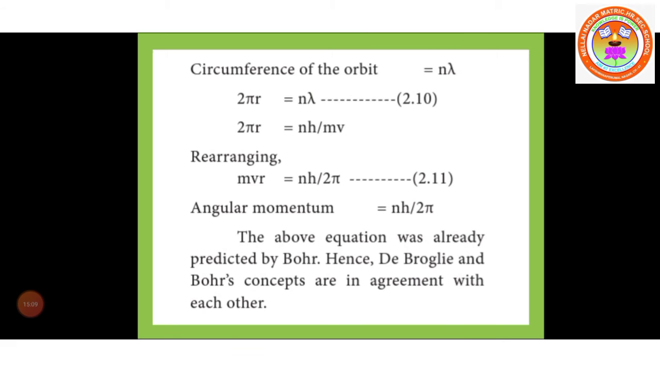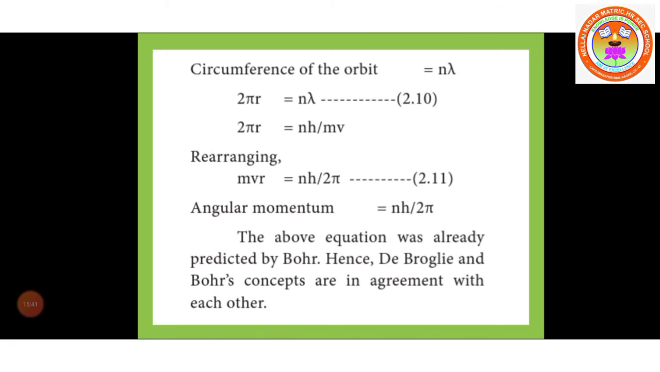So that is angular momentum. So angular momentum is equal to nh divided by 2 pi. Okay, so mvr is the angular momentum. How can you say that this is angular momentum? mv is the linear momentum, r is the radius of the orbital. So linear momentum multiplied with radius of orbital is called angular momentum. So angular momentum mvr is equal to nh divided by 2 pi.